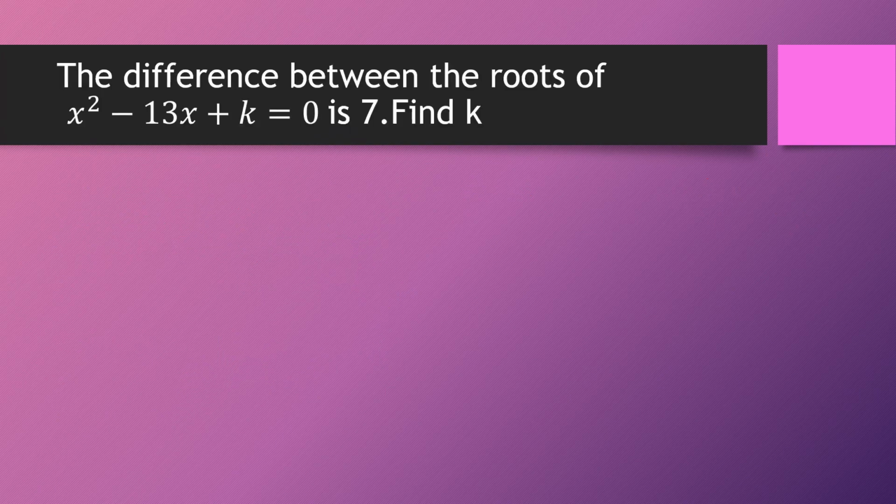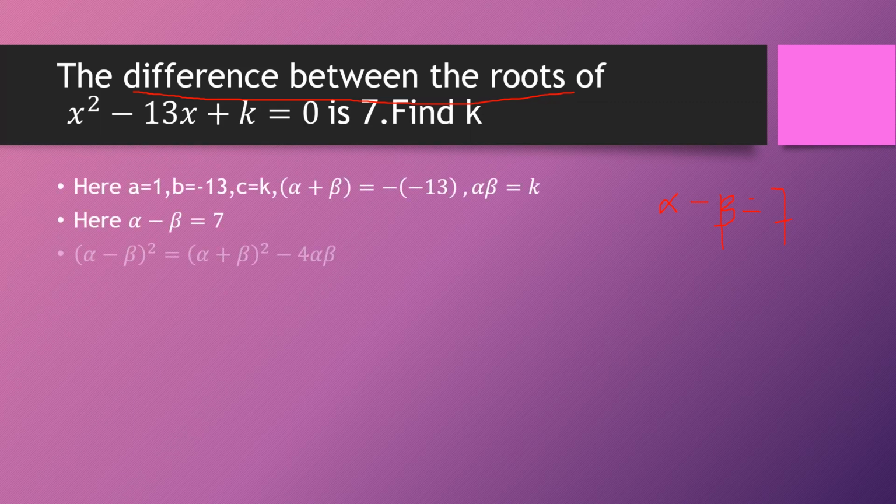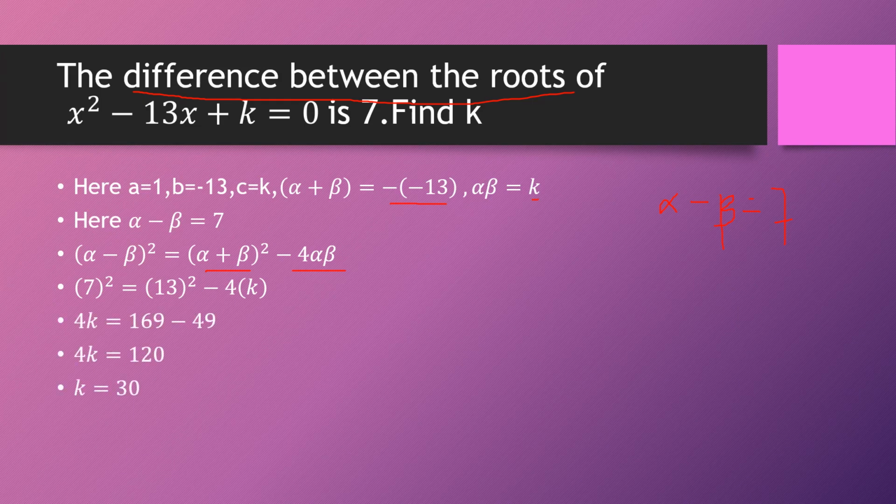Okay. Now see, a very important question. The difference between the roots is given. Difference means alpha minus beta is given as 7. Okay. So last time I taught you the identity: a minus b the whole square can be written as a plus b the whole square minus 4ab. Correct? Now substitute the subsequent values. What is alpha minus beta? 7. Alpha plus beta kitna hai? 13. Alpha beta kitna hai? K. So I'll substitute the values. I'll get the value of K as 30.